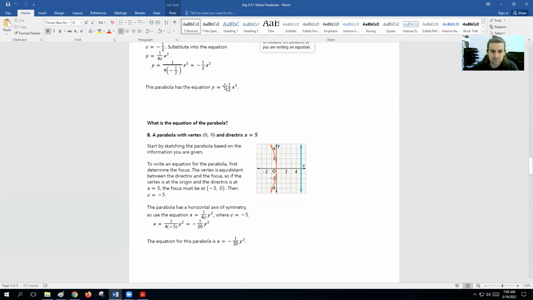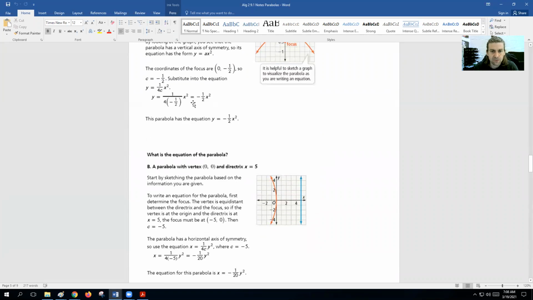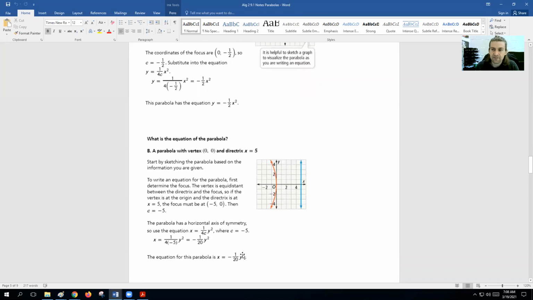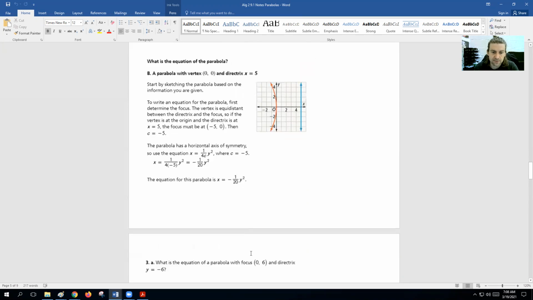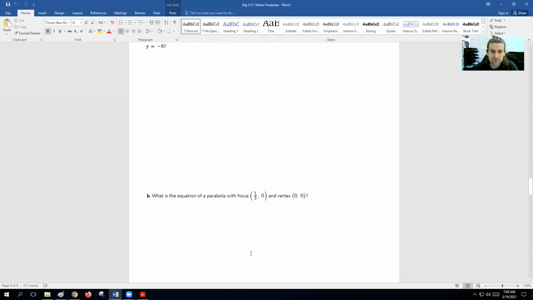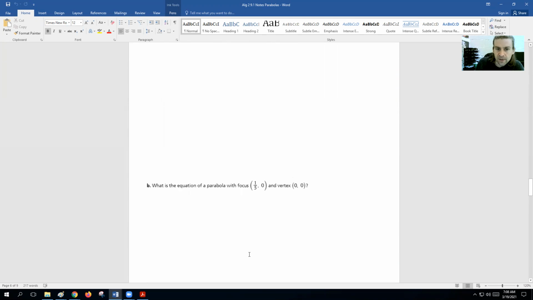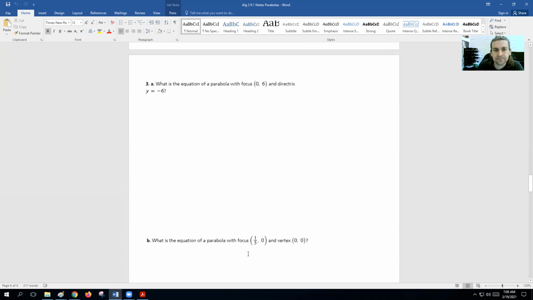Okay, so that's what we just went over here. It doesn't matter whether it's x or y, or up or down, or left or right. We just have to be careful. If it's up or down, we're going to have y equals. If it's left or right, we're going to have x equals. So let's find the equations of these problems. We can do it the long way, or we can do it the short way, and we have to make sure we understand the difference.